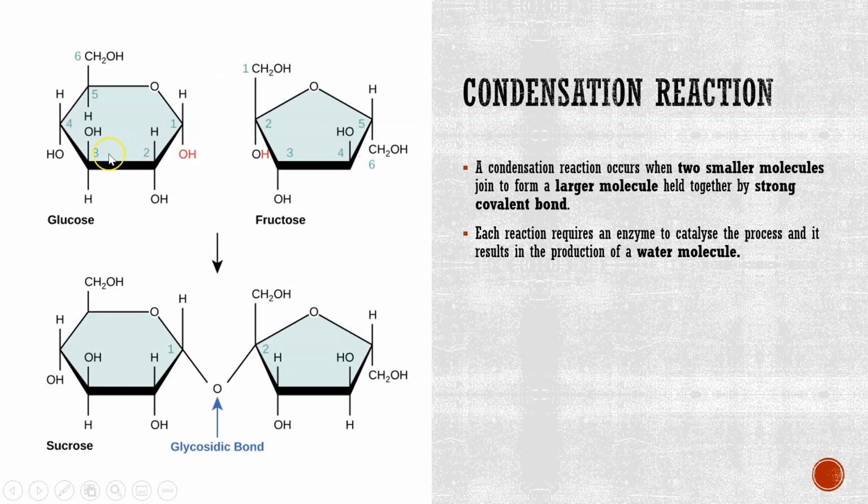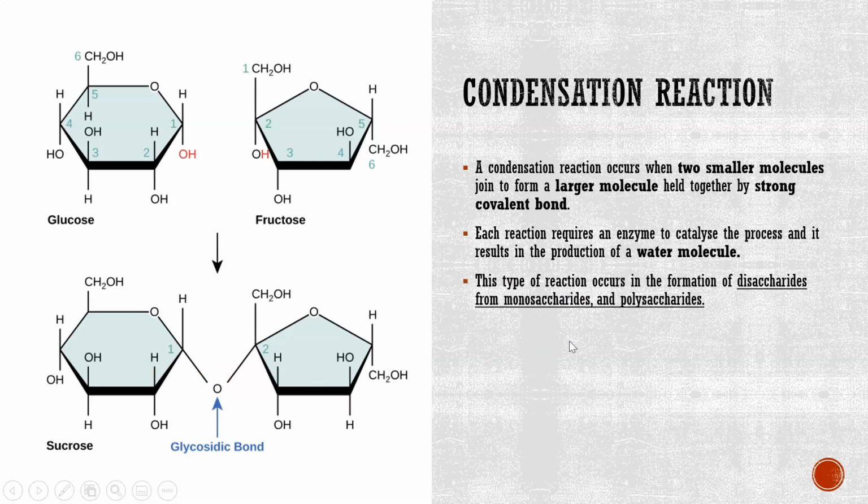So here in the diagram, we're looking at glucose and fructose joining together to form sucrose. This type of reaction occurs to form disaccharides from monosaccharides and polysaccharides from smaller units.